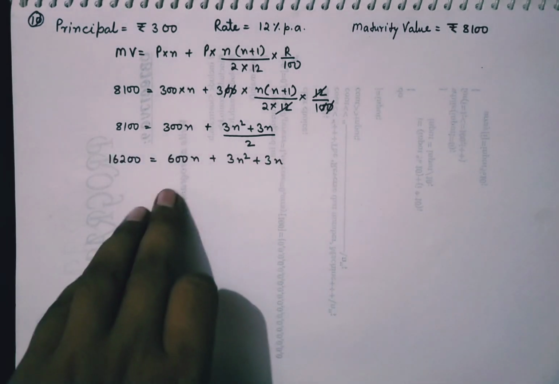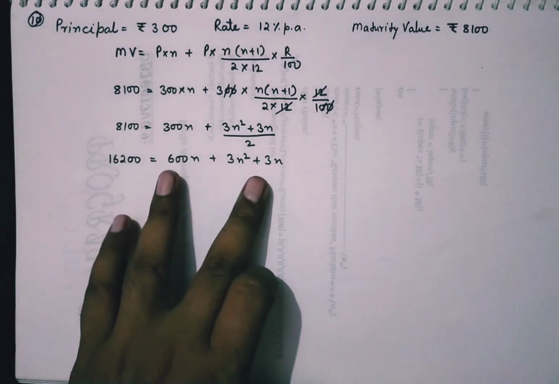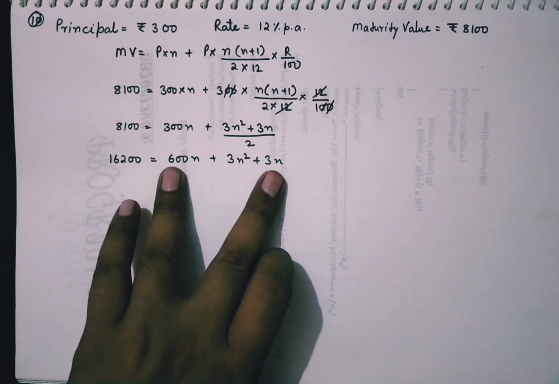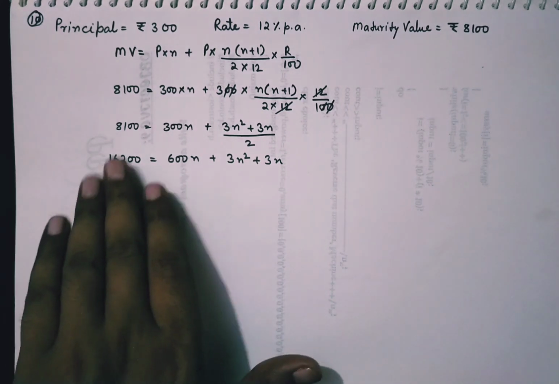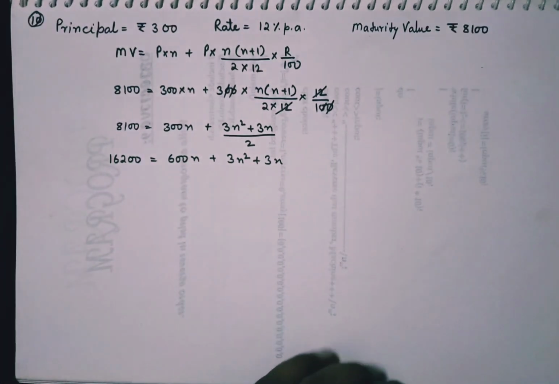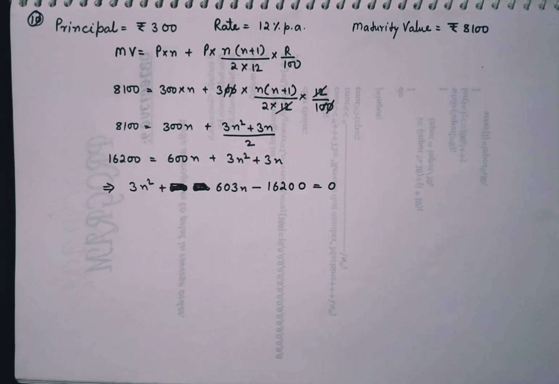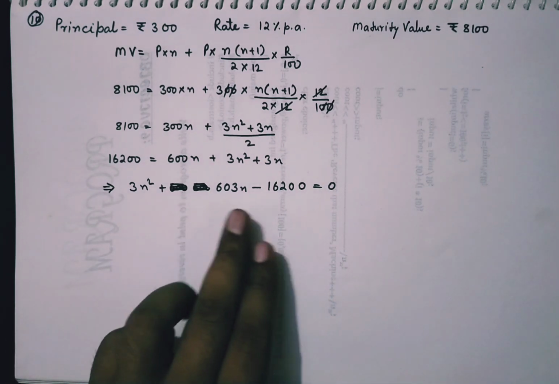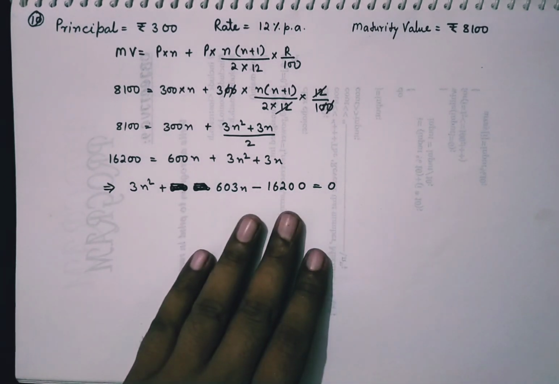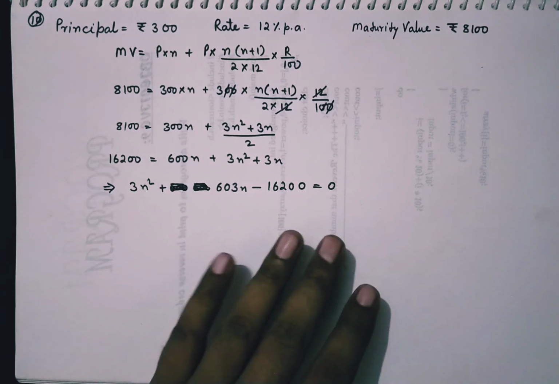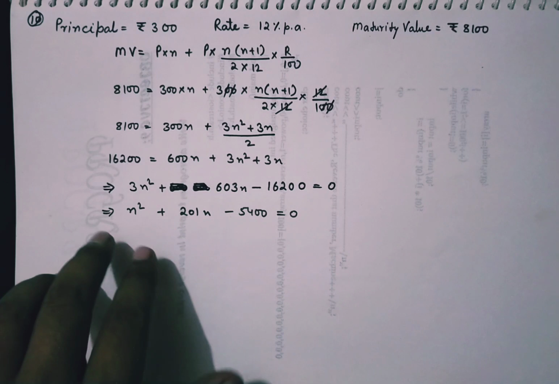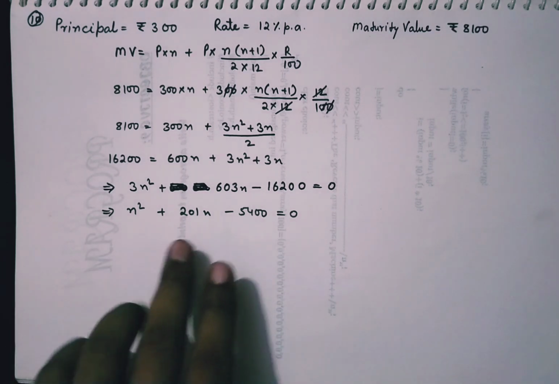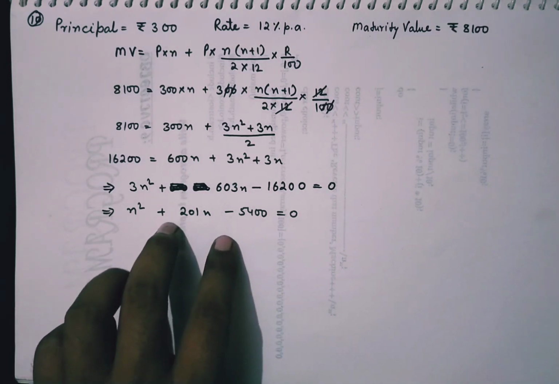After doing so, we have got this much, and then we can add these two as they both are like terms, and after adding them we can shift this to the other hand to get the final quadratic equation. Here we have got this, but we can see that all of the numbers which we are having over here are divisible by 3, so we can divide the whole equation by 3. After dividing by 3 we have got this much, and now we are going to factorize this using the factor form.